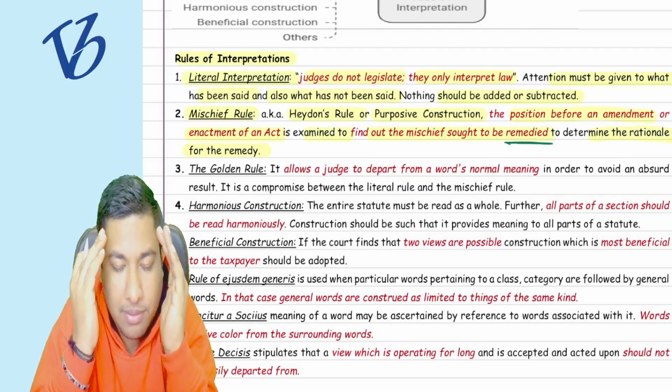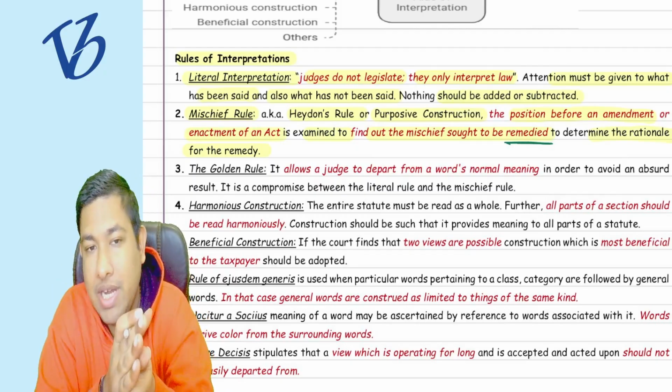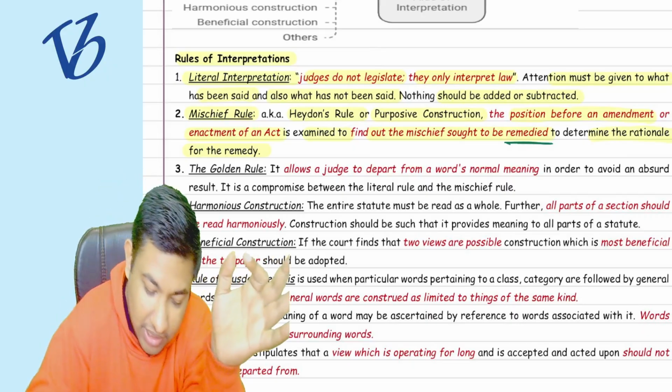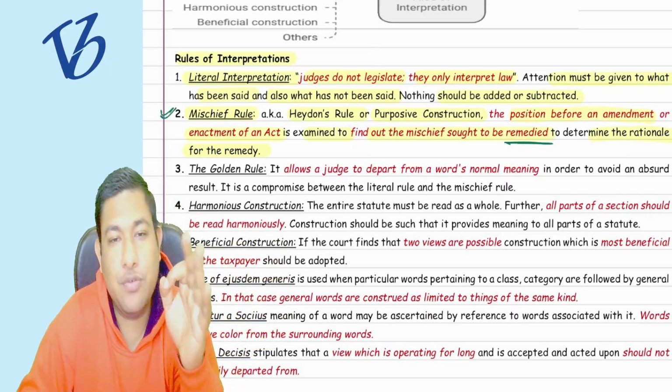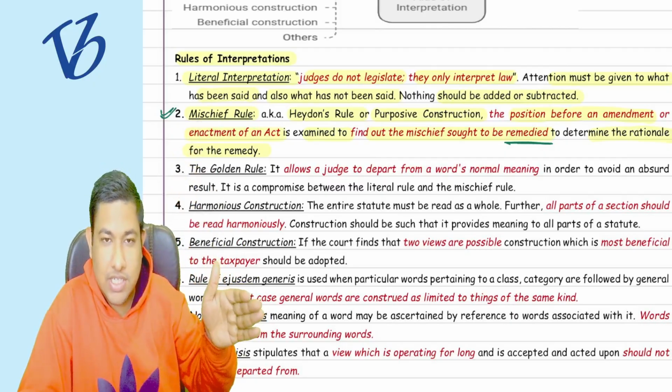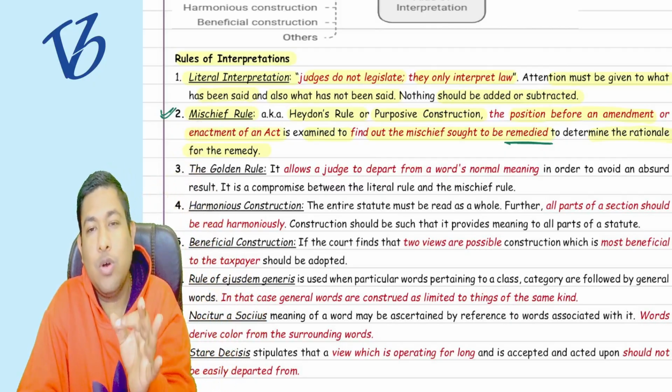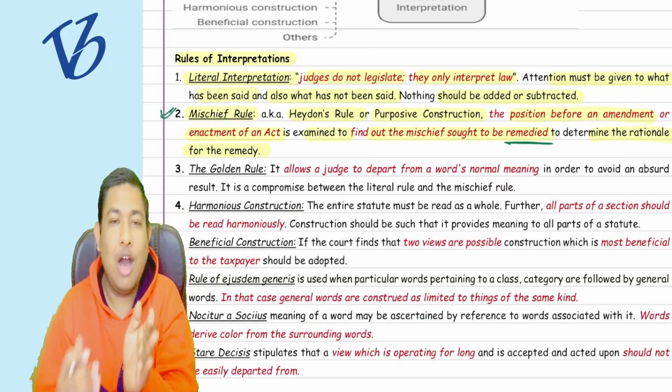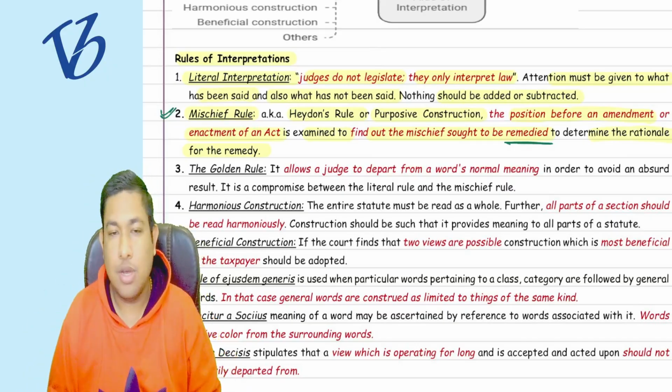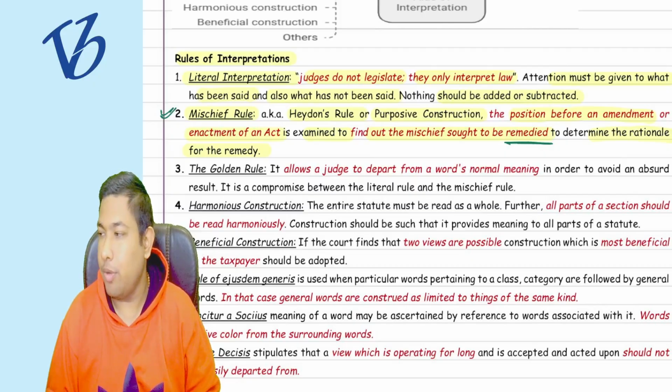So if you want to interpret the amendment correctly, you have to follow the mischief rule: what was the earlier provision, how it was actually misused, and how the government plugged that misused provision. Understood that point? Tell me. Understood? Clearly done.